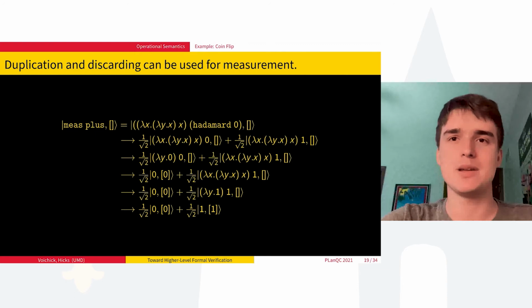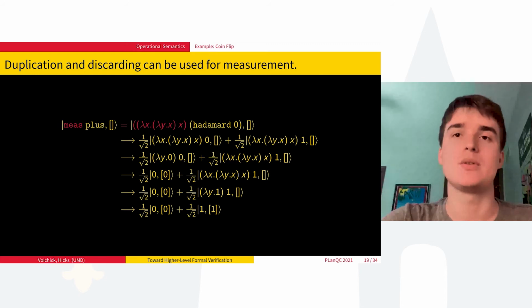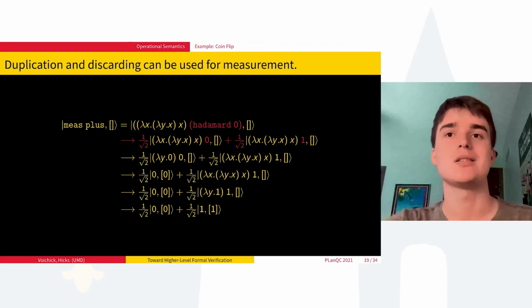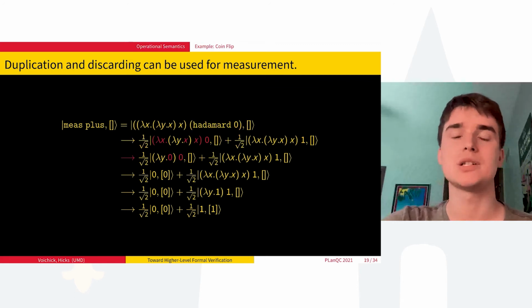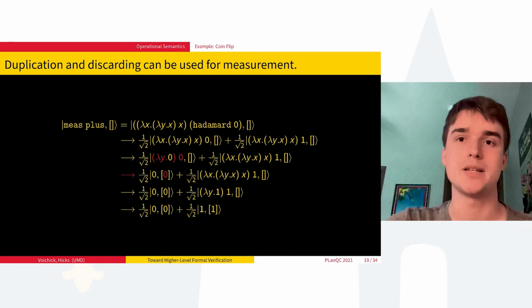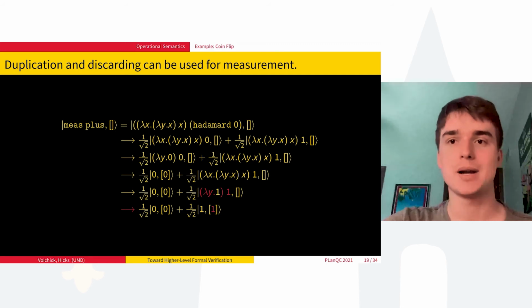As an example of the semantics in action, here's a simple coin flip program that measures a plus state. You can see it uses the measurement function as we've defined before and the plus state. And so the first step that happens in the semantics is that the Hadamard gate is applied to the 0 state, splitting the superposition into two branches. Then a function is applied to the 0 state, and another function is applied to the 0 state, but this time the 0 is not used, and so it's added to the discard list. Then the same thing happens in the other branch, leading to the maximally mixed state as expected.